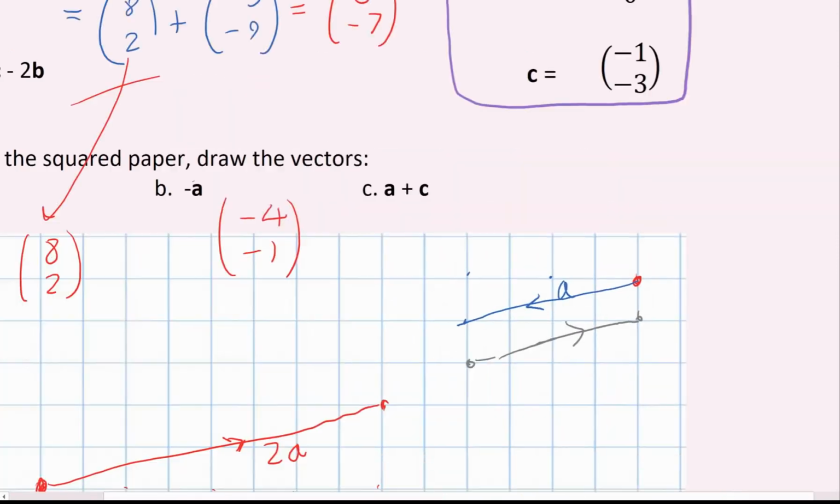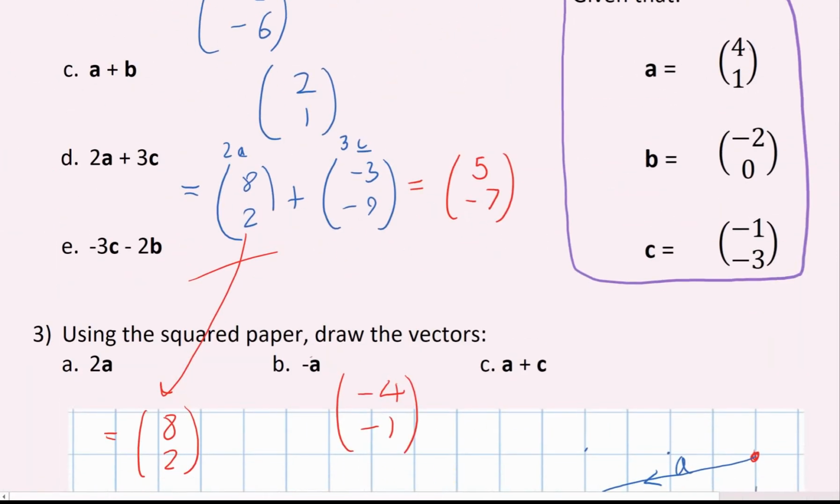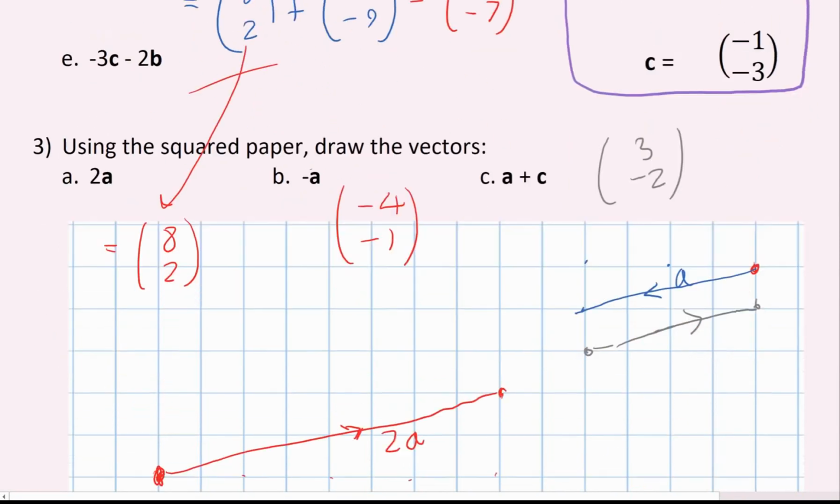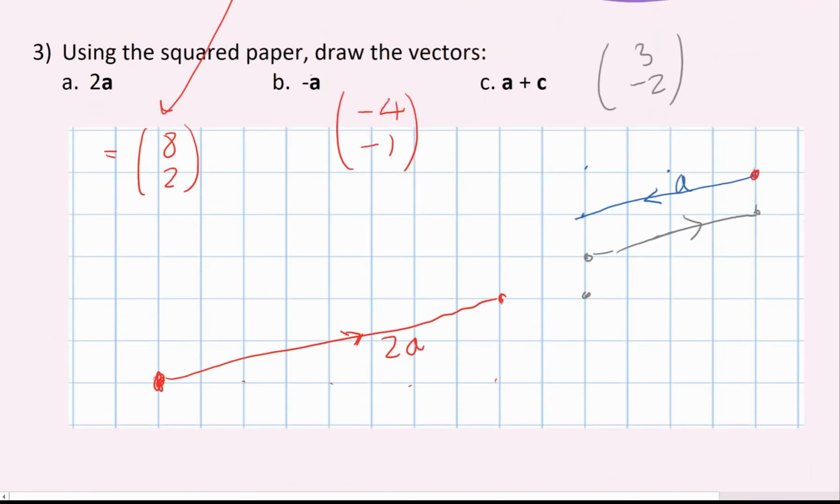Okay. Again, A plus C, you do the exact same way. You would add the vectors A plus C together, which gives you 3, minus 2. And then that means go 3 squares across, and then 2 squares down. So that there would be the vector A plus C.